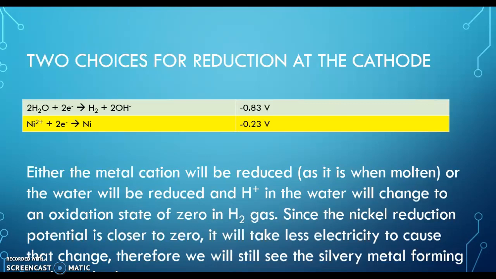And so when the water is reduced, if the water would be reduced, it would change the H plus, the positive 1 oxidation number of the hydrogen in the water molecule, to an oxidation of 0 when it forms the hydrogen gas as a product. But in this case, since the nickel reduction potential is closer to 0, it takes less electricity to cause that change. Therefore, we will see the same silver metal forming at the cathode that we did in the molten example.